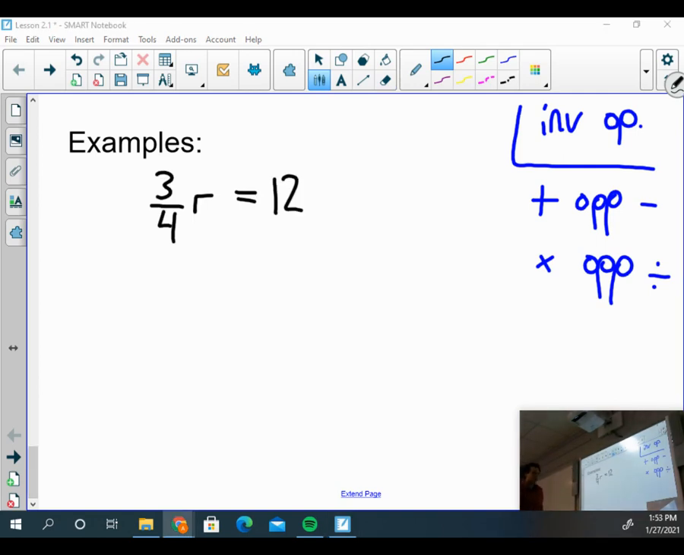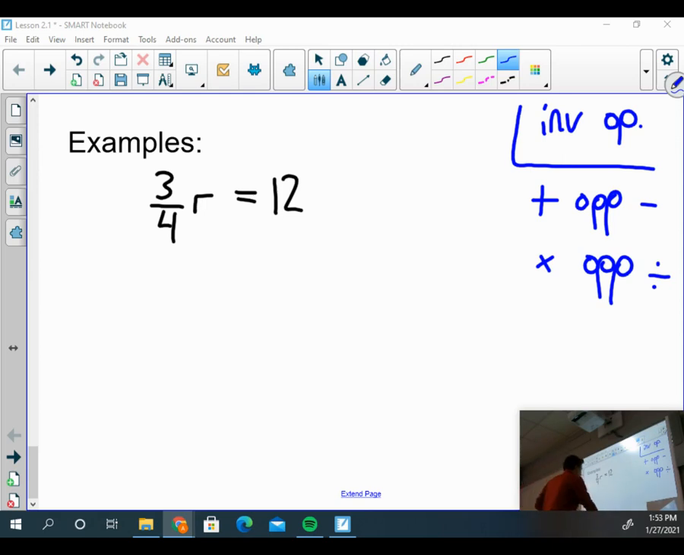Okay, so let's look at this final example together. We have 3/4 of r equals 12. 3/4 r equals 12. And you might be tempted to look at this and say, well, the r is being divided, so we should multiply by 3/4. And what might make you think there's a division happening here is the fraction sign.